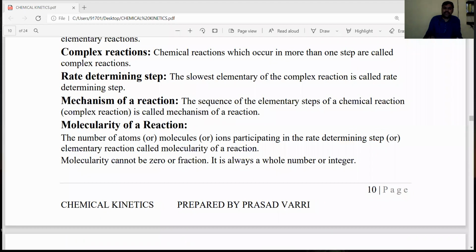Reaction mechanism, or mechanism of reaction, is nothing but this: in elementary reactions, the reaction takes place in a single step itself. But in complex reactions, the reaction takes place in several steps. Among all those steps, we need to write them in subsequent order. In that, the slow step is known as the rate determining step, and all the subsequent steps together are called the reaction mechanism. So the subsequent elementary steps of a chemical reaction or a complex reaction are called the mechanism of reaction or reaction mechanism.